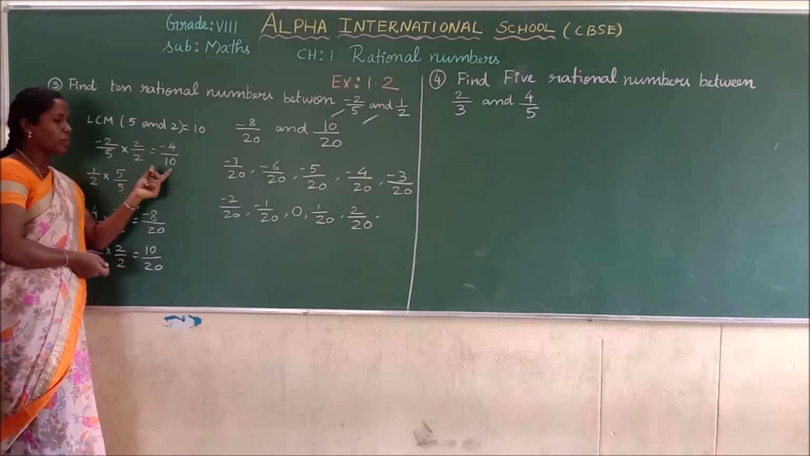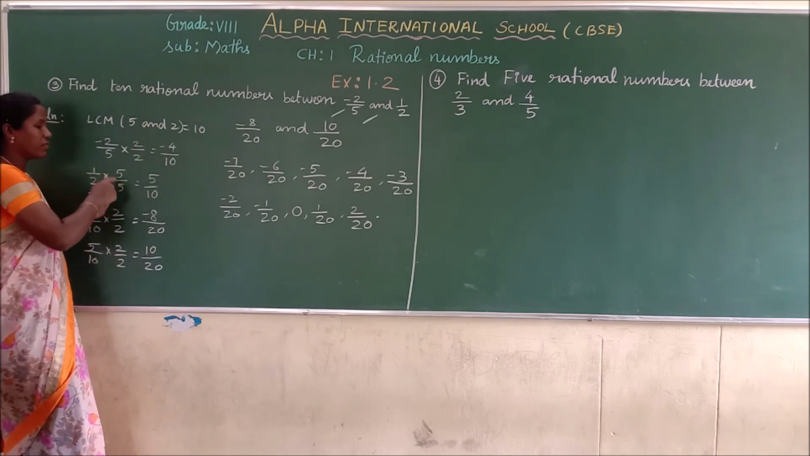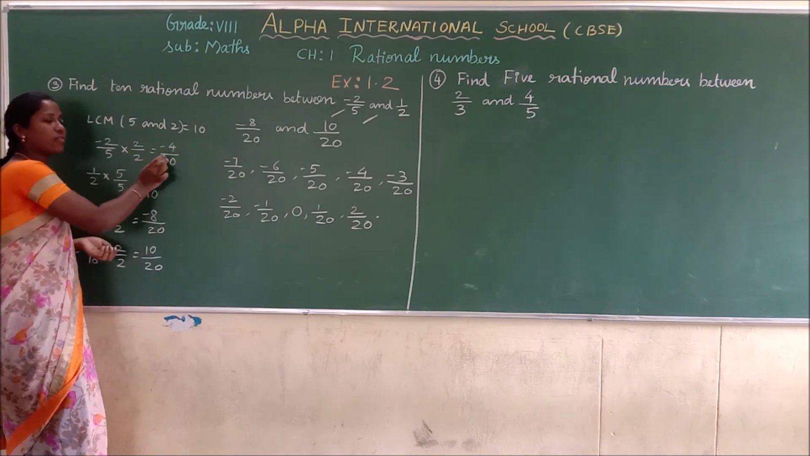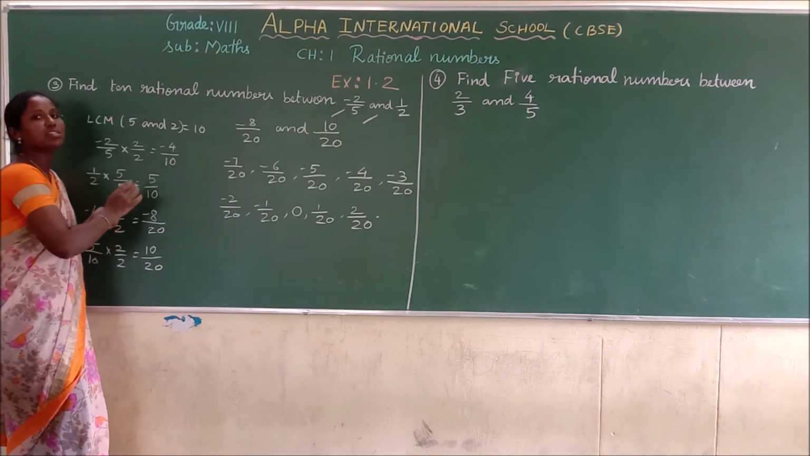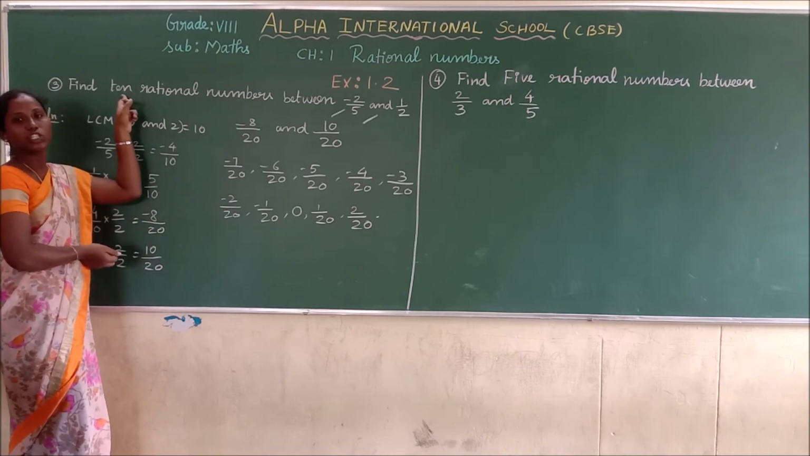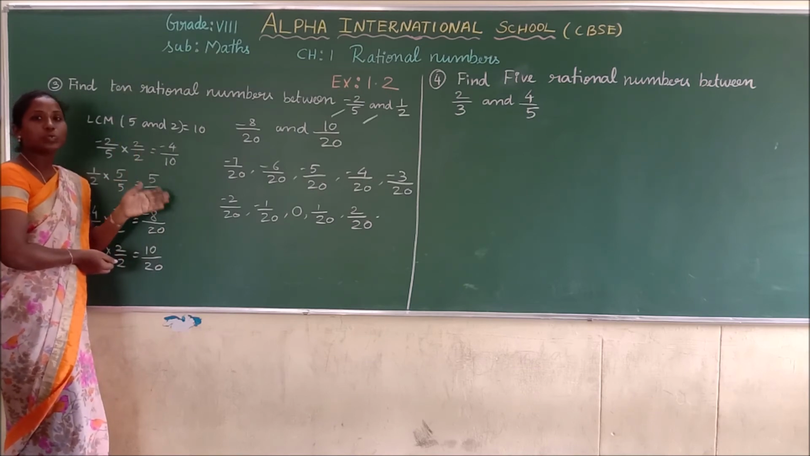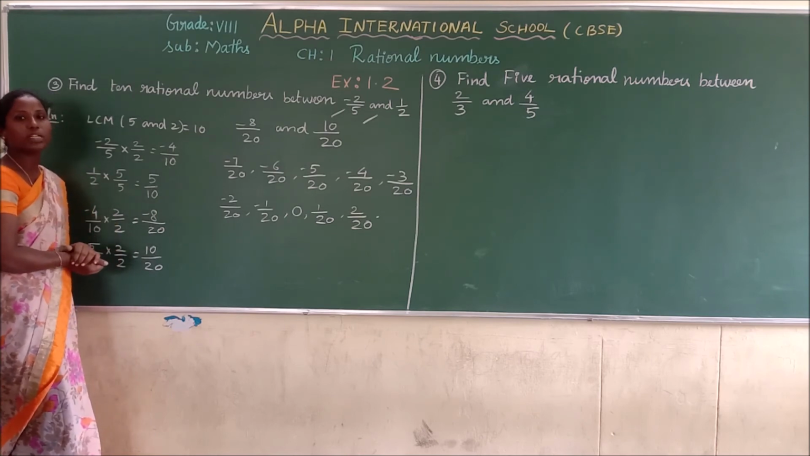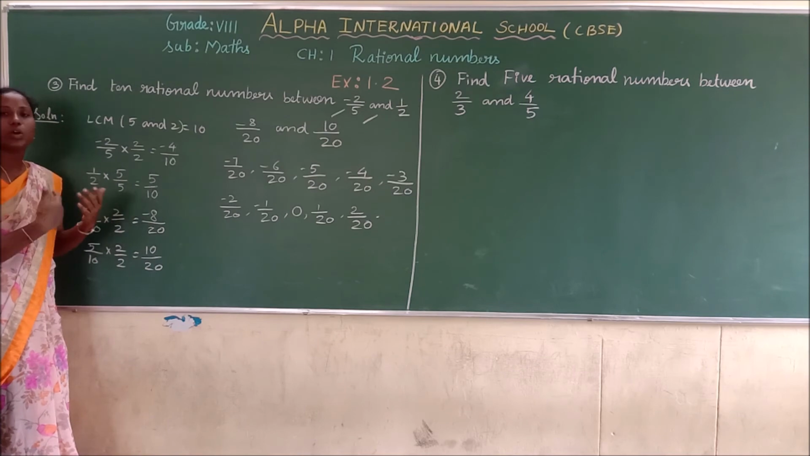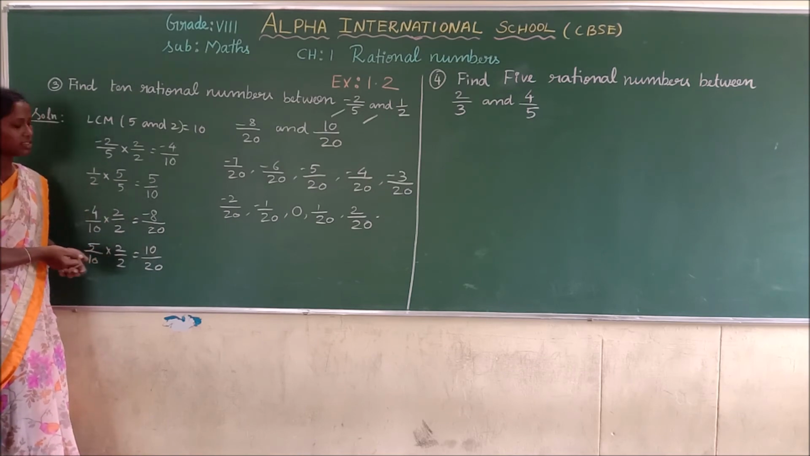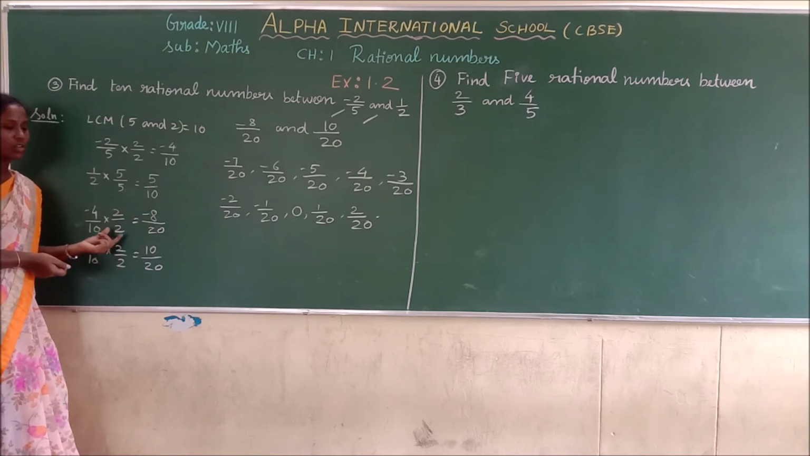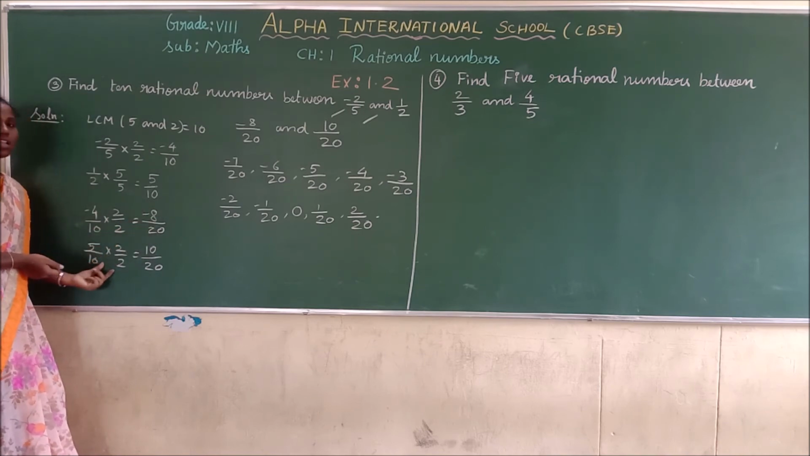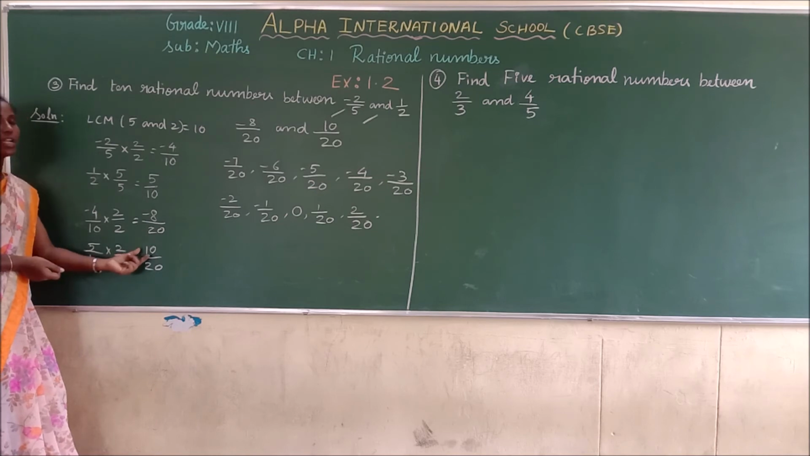So multiply by 2 by 2, and we are getting minus 4 by 10. The second number, multiply by 5 by 5, so 5 by 10. So see here, we have some interval between these numbers, but it is not enough to find 10 rational numbers between them. So we multiply and divide by some common number to these rational numbers, and we are going to find the 10 rational numbers. So I chose 2. Multiplying and dividing by 2, we are getting minus 8 by 20. The second number, multiplying and dividing by 2, we are getting 10 by 20.